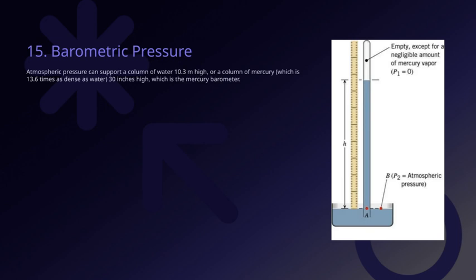So, the key idea here is that atmospheric pressure is powerful enough to hold up these columns. And the height of the column varies depending on the density of the liquid used. This connection between pressure, liquid density, and column height is fundamental to understanding how barometers work. It's a great example of how pressure is everywhere around us, influencing even the height of liquids in these devices.